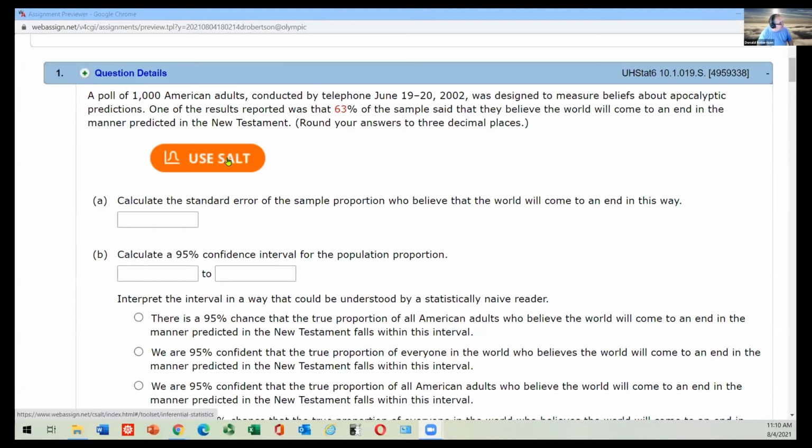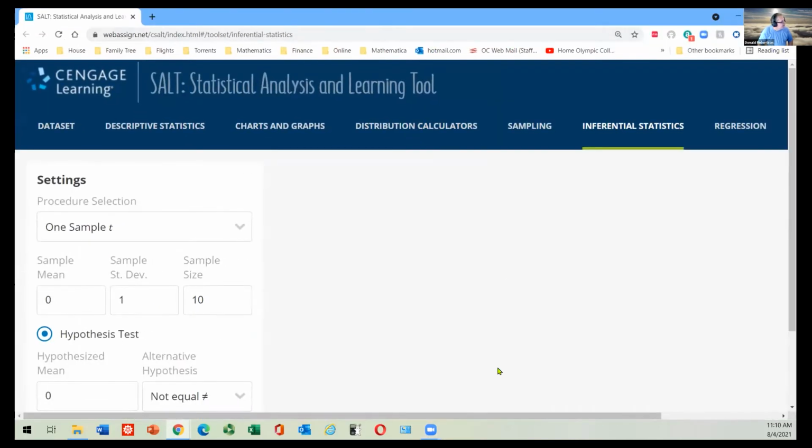Let's try that again. I had the wrong button. Okay, you hit the use salt button. What the heck is it done? Okay. Can you see the salt window?